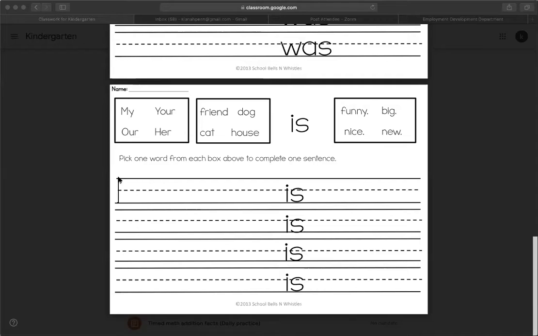Okay, but see how it goes below the line? You don't want it below the line. You want it on the line. Okay. So you need to pick one word from each box. Good. And then do O. You want to put my, your, our, or her. No, right next to it because we're writing one word. Okay. The new word, then we do a space.